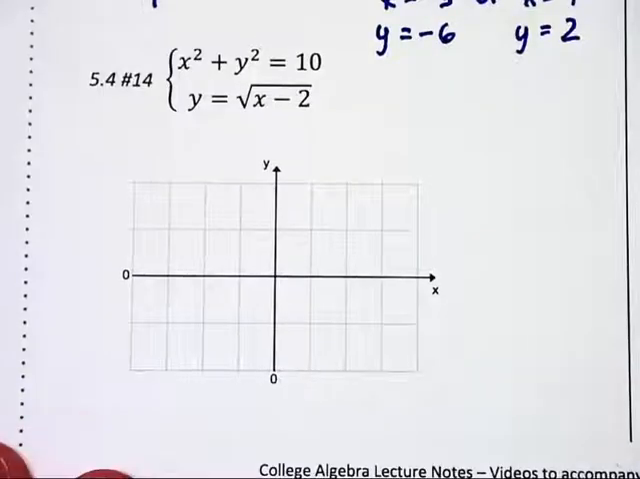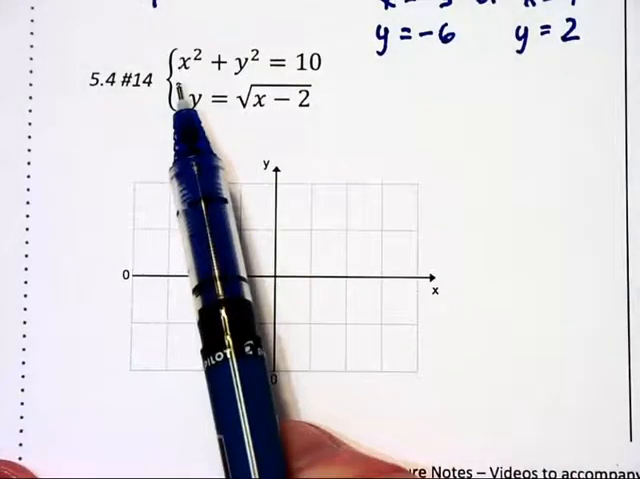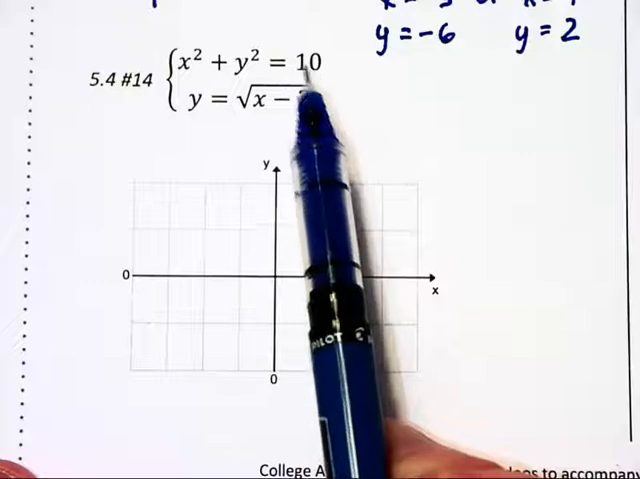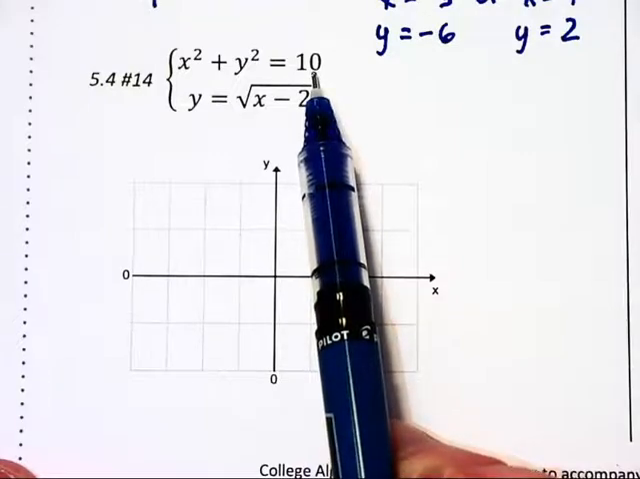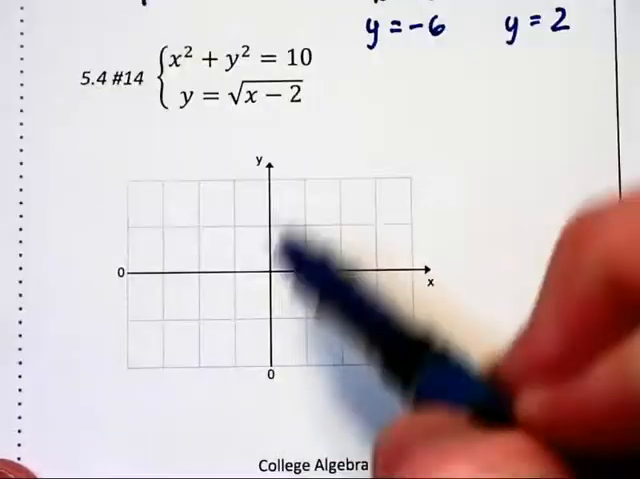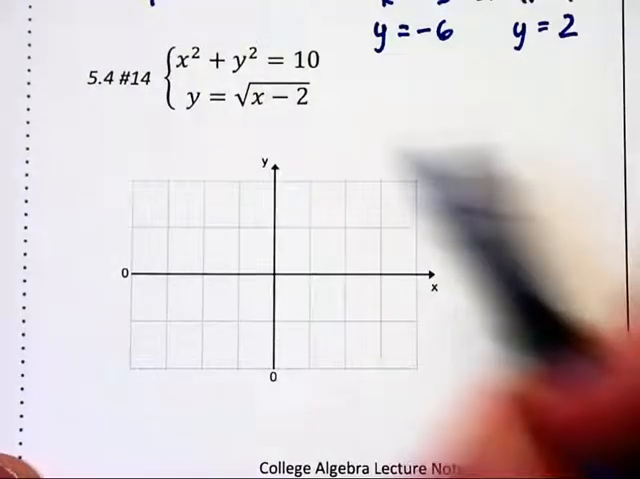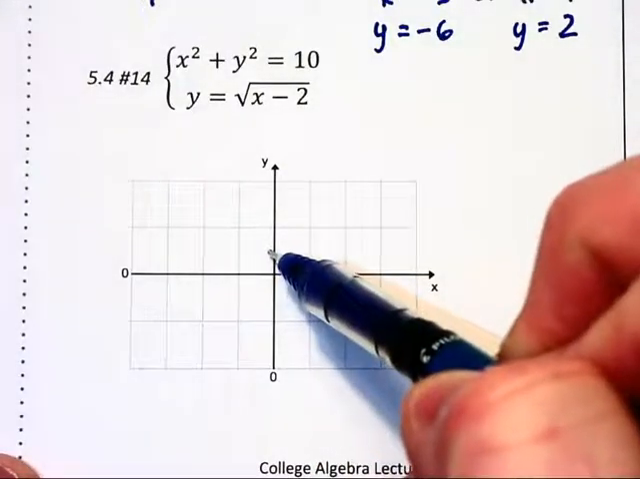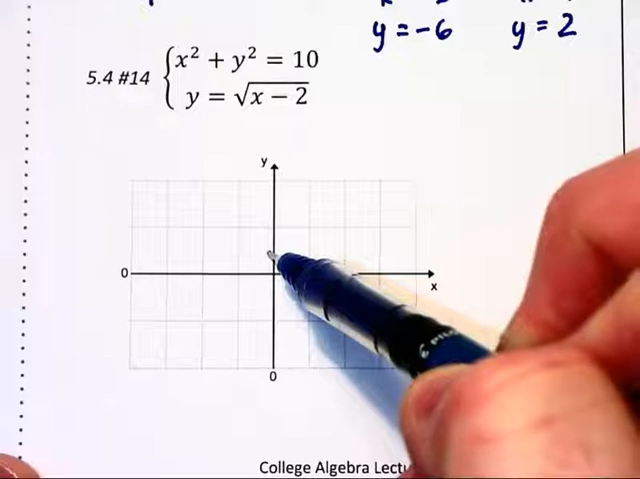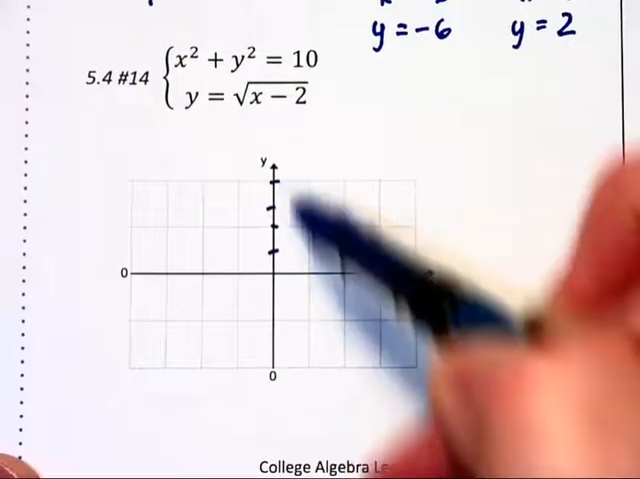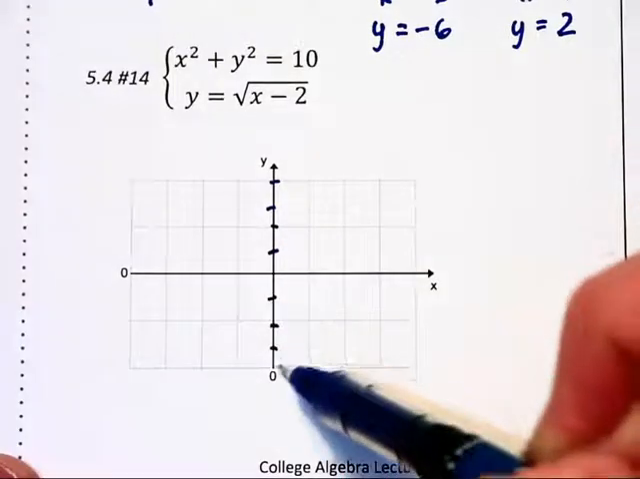Let's look at this next problem. We know that the first equation is that of a circle, and the radius is the square root of 10, which is a little bit more than 3. So I'm going to pretend that these units are going by 2's. Let's go by 2's. 1, 2, 3, 4. 1, 2, 3, 4 there.